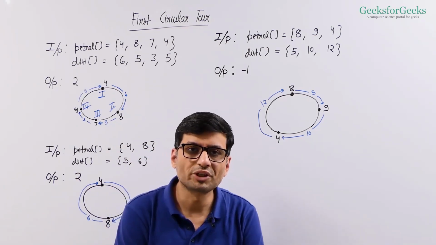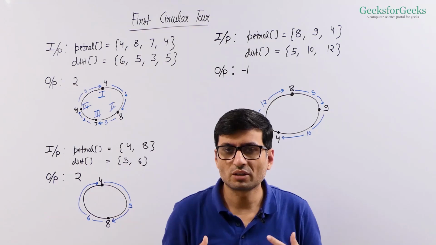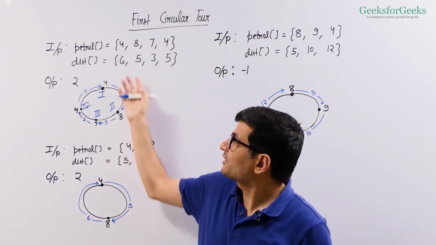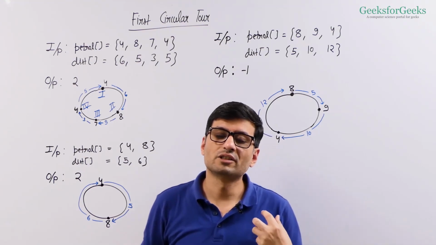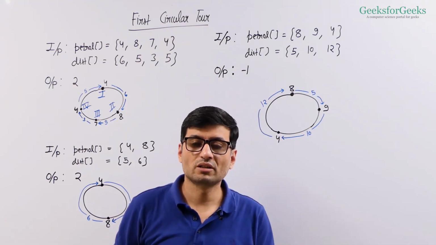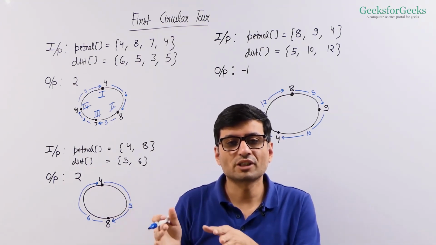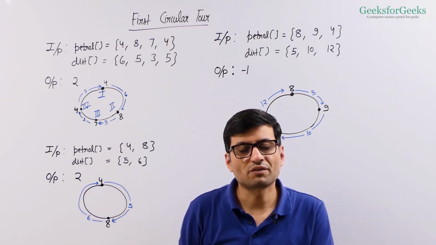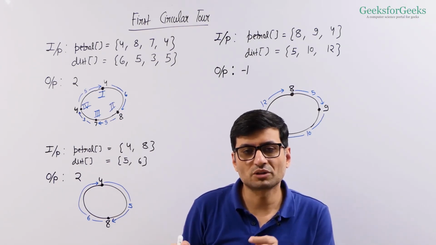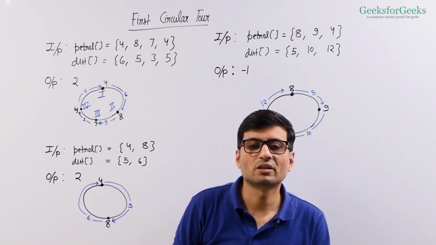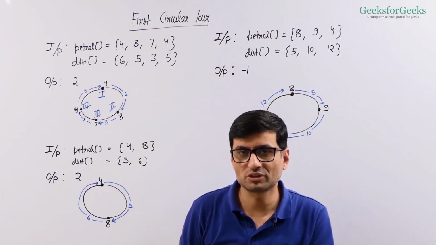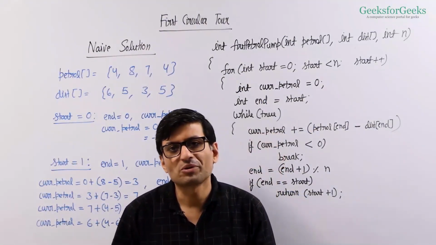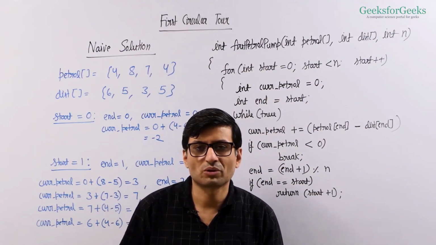Now please pause this video and try to write down a program that takes these two arrays as arguments, and this program should return the position of the first petrol pump such that if you begin your truck from this petrol pump, you should be able to travel in a circular way and come back to this petrol pump. Let us first talk about a naive solution to solve the problem.